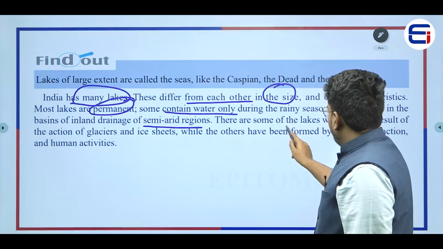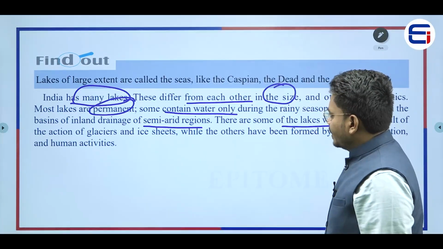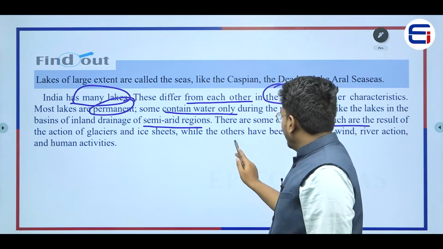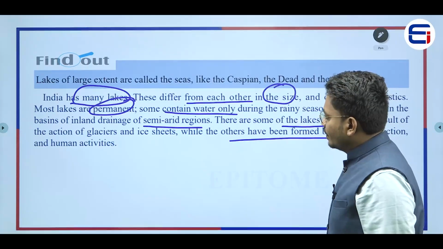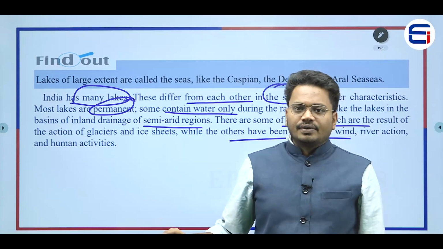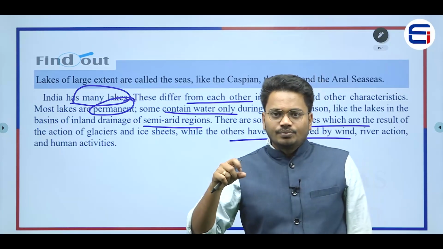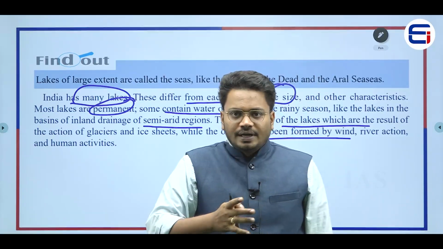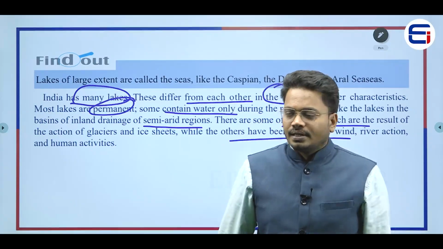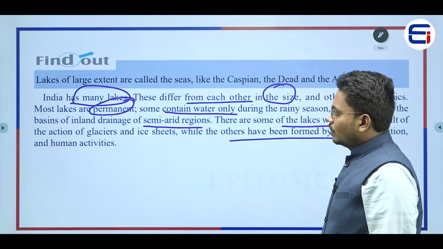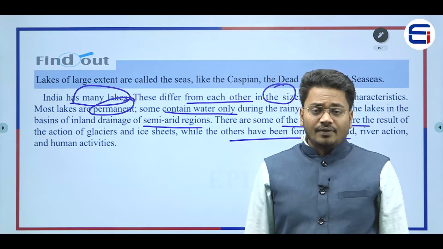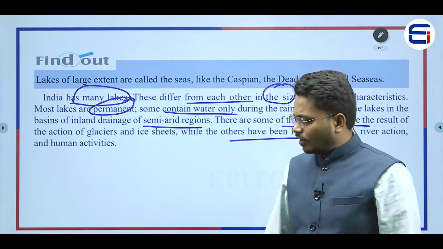There are some lakes which are the result of the action of glaciers and ice sheets, while others have been formed by wind, river action and human activities, right? So, these are the different reasons or different sources for a lake to be formed. Not each lake would have the same type of reason for the formation.